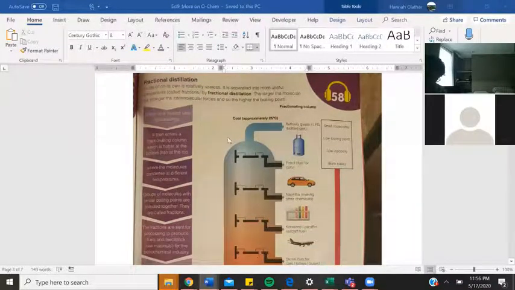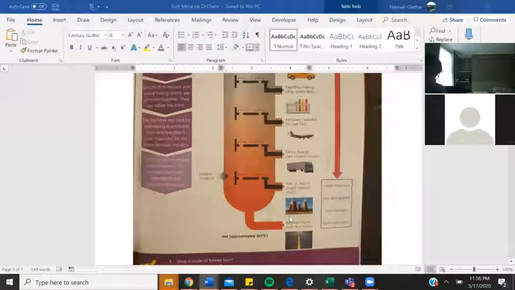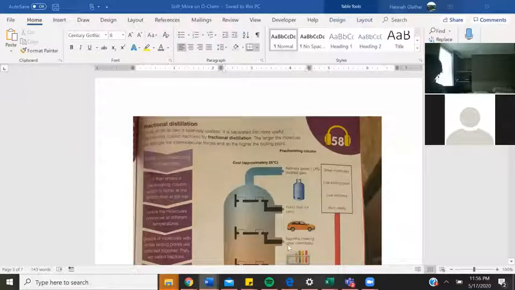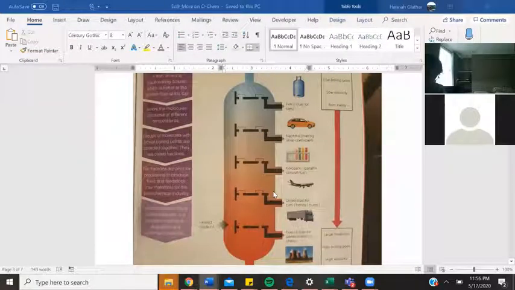That's how they are split, based on their boiling point. The top ones have smaller molecules, and the bottom ones have larger ones. But it turns out that these top ones up here are actually the ones people use the most, even though when you put your crude oil into here, you get a lot of the larger molecules.